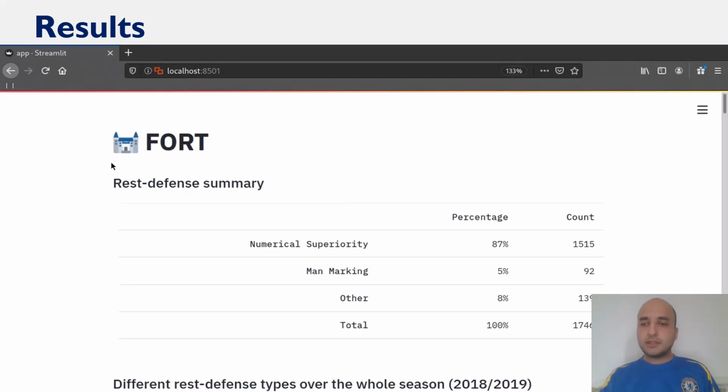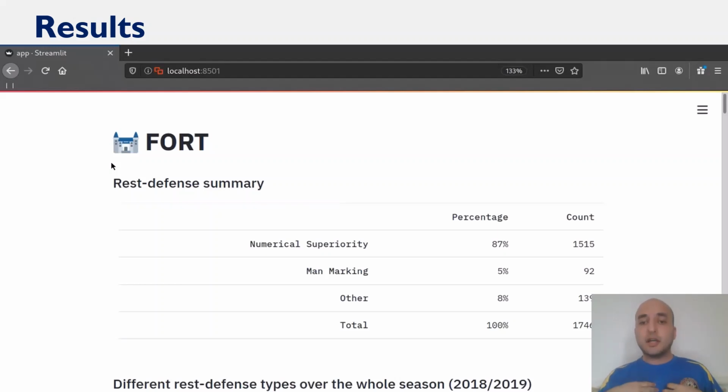For example, it shows that Eintracht Frankfurt had numerical superiority 87% of the times, and only 5% of the times they had man marking. And in 8 other percent of the times they had other rest defense, which can be, for example, that they were not in a good rest defense and they had a bad defensive shape. So here clearly it is against the game model of Eintracht Frankfurt.